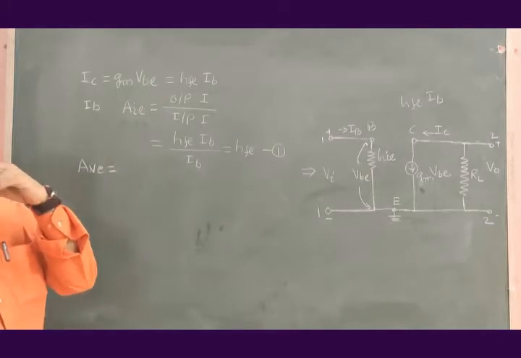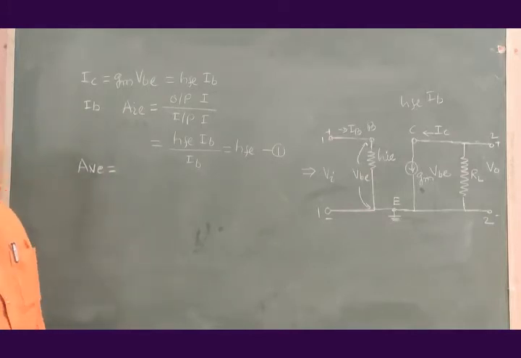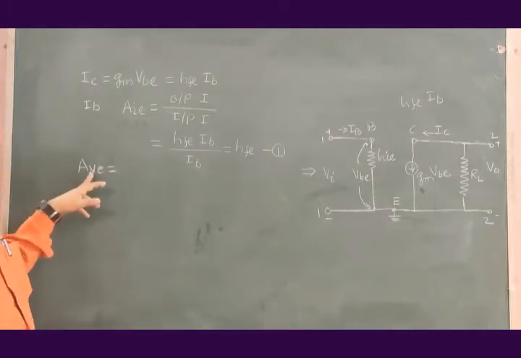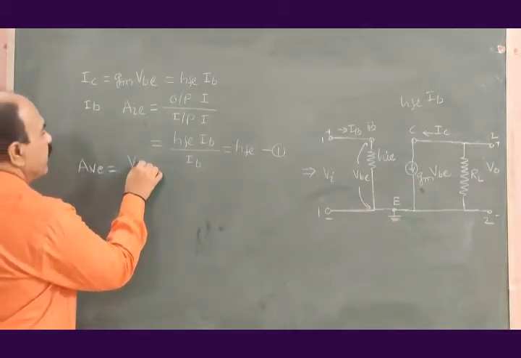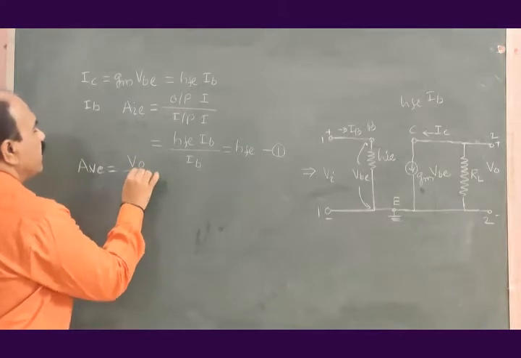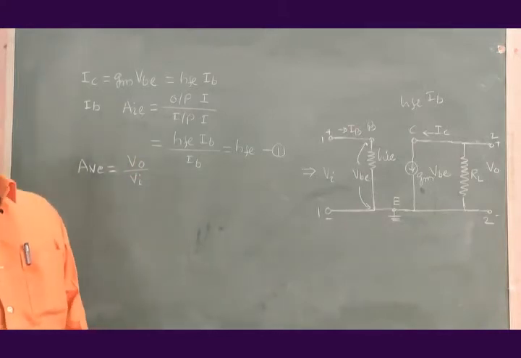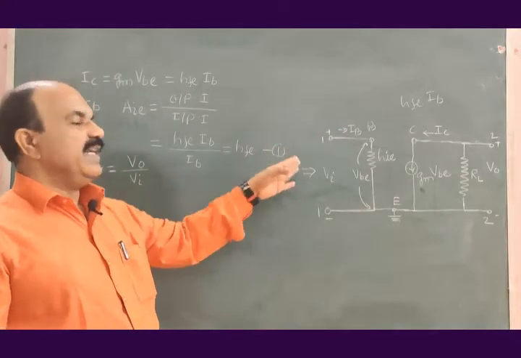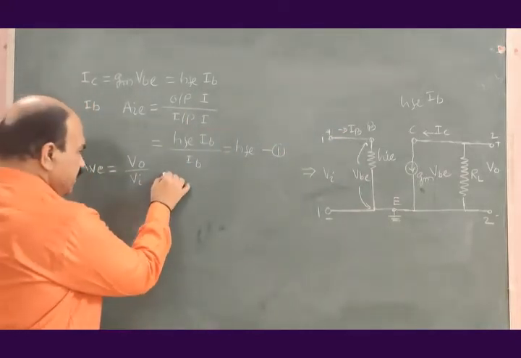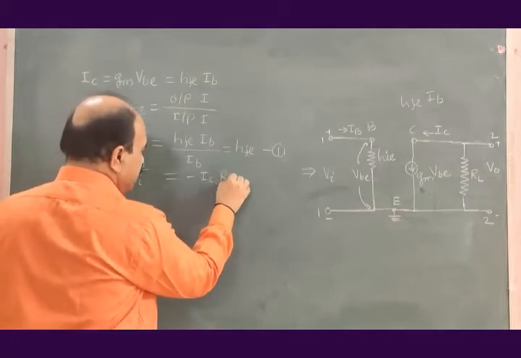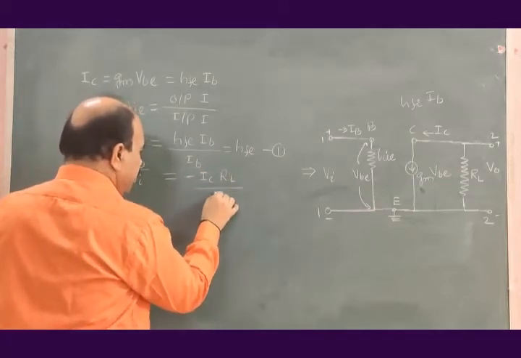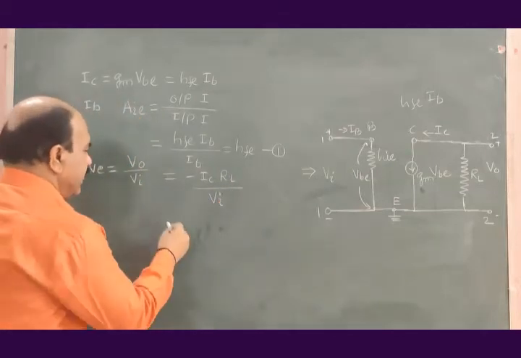Voltage gain for CE amplifier is AVE. A for gain, V for voltage, E for common emitter. So AVE is the voltage gain of the common emitter amplifier, and that should be VO divided by VI, the ratio of output voltage to input voltage. This is equal to output voltage, which is minus IC RL, divided by input voltage VI.